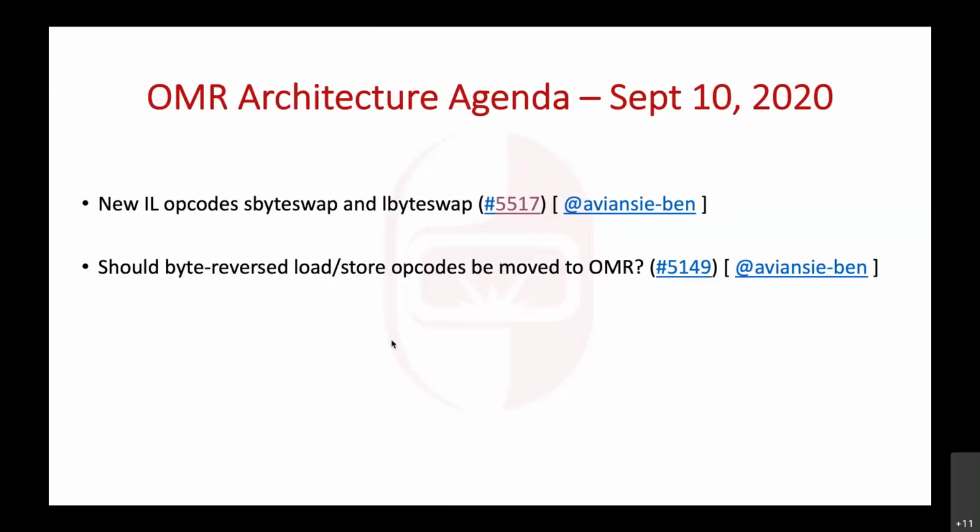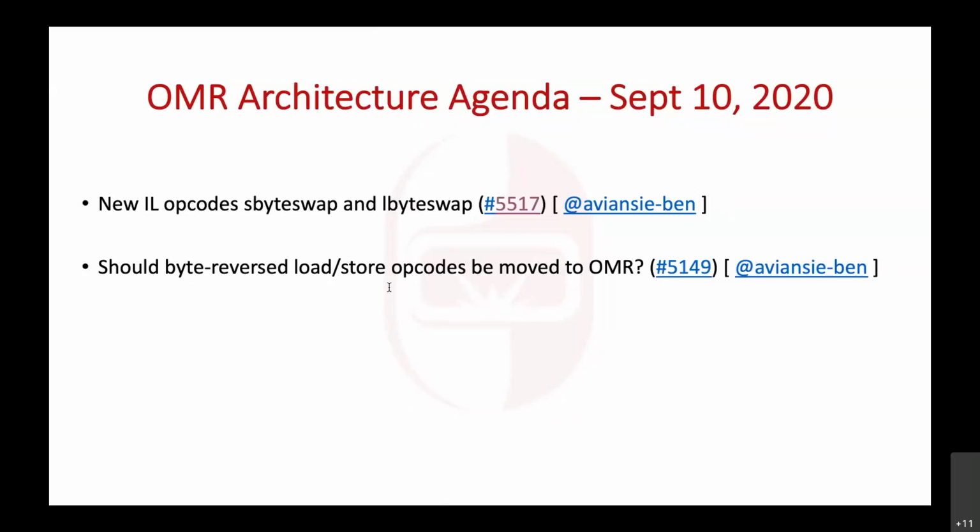Okay, so Ben, for 5149, I guess the answer is no, and we can close it as such. The answer to 5149 is no, we're not going to move them, and we should probably attempt to get rid of them in OpenJ9. Yeah. So once all the family of byteswap opcodes are available in OMR, then we can create an issue in OpenJ9 to deprecate the reverse loads and stores. Okay.